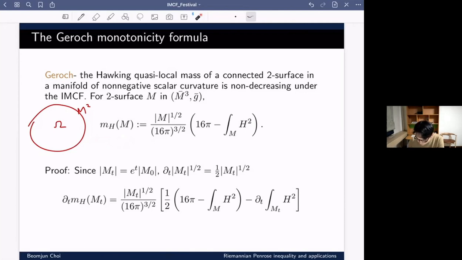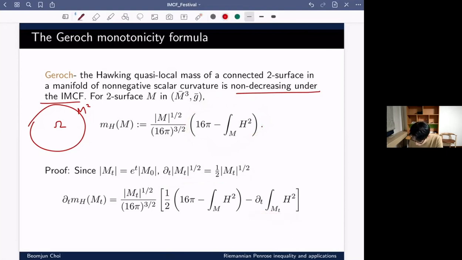Of course, when I say it's non-negative, I mean, if I flow this initial M by the inverse mean curvature flow, I skipped the huge assumption. If I flow this by inverse mean curvature flow, then the Hawking mass is monotone increasing. So let me show you this. So d/dt of the Hawking mass, if I compute the derivative, the derivative can fall on the first factor. Then I get this. And then it can also fall on the second factor. Then I get this.